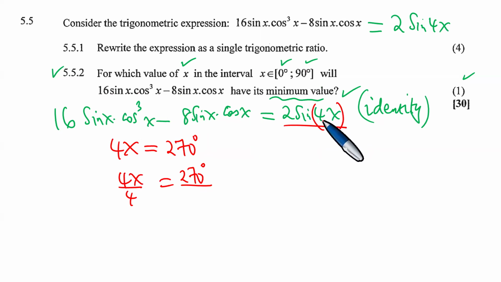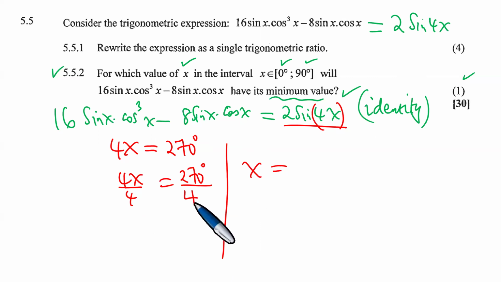Yes, we look at the angle of 4x because they're equal. And this is simpler to analyze than this because this has too many things. That is why the examiner asked us to simplify. So we divide by 4 and we're getting x equals. Okay, now let's come to this.